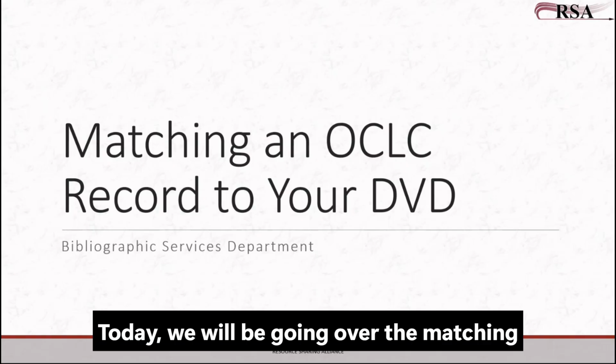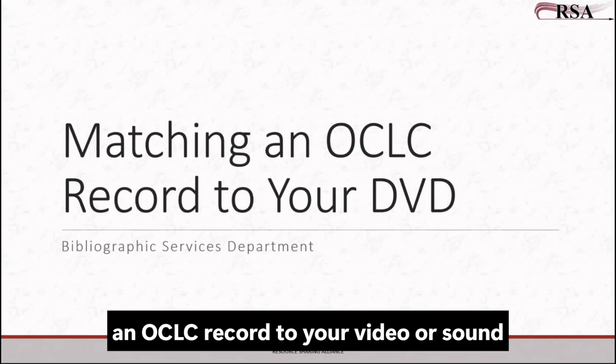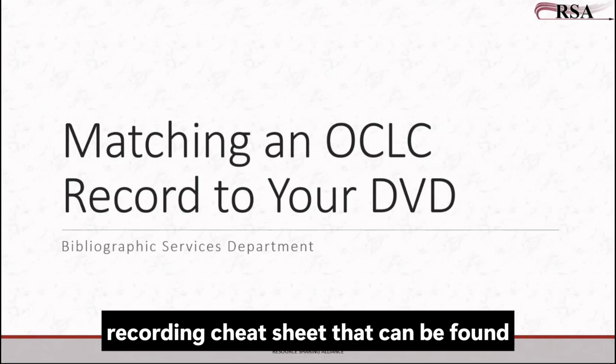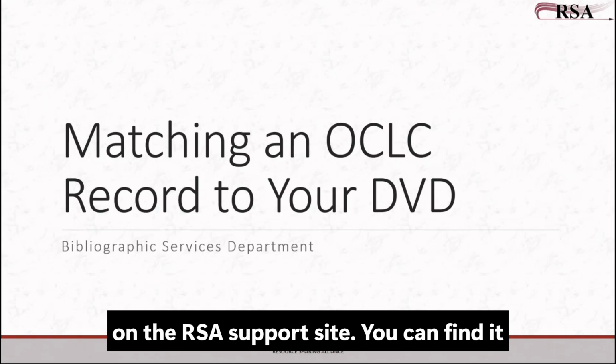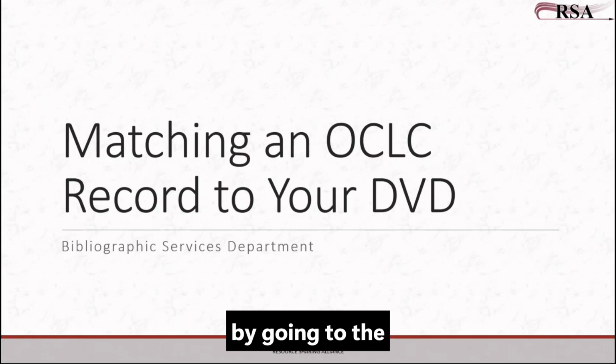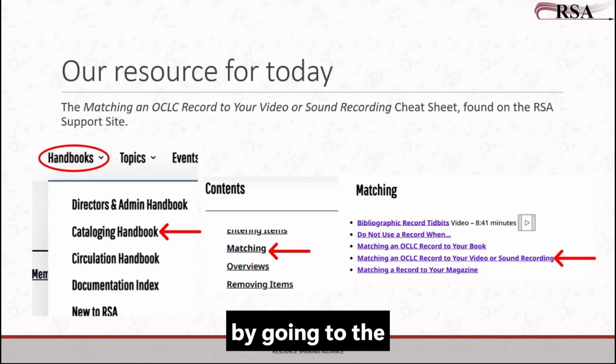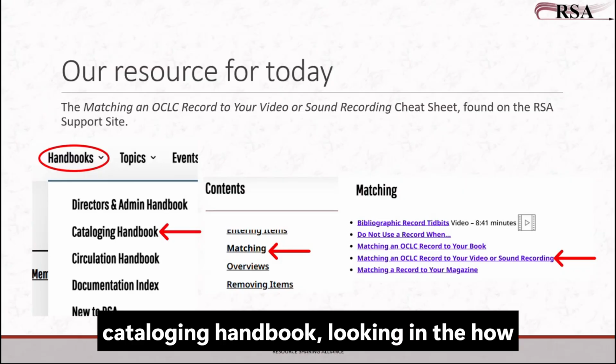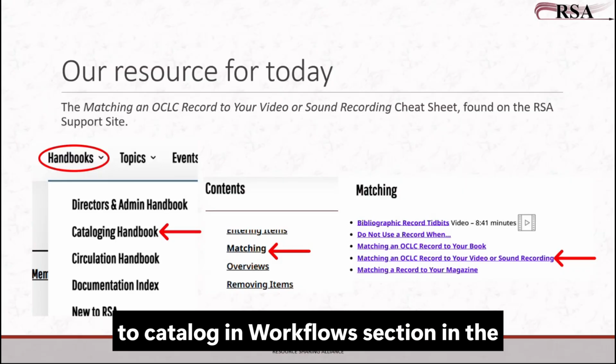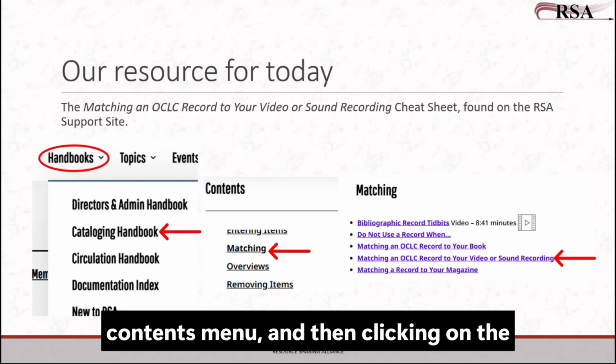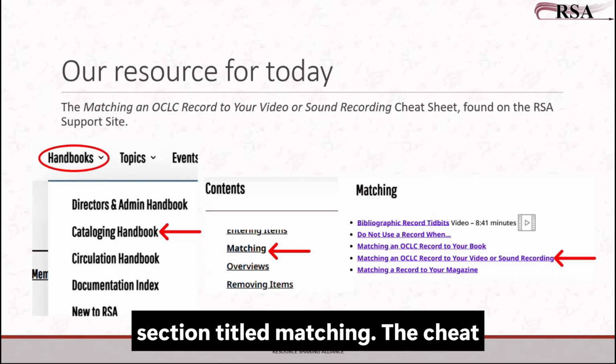Today, we will be going over the Matching an OCLC Record to Your Video or Sound Recording cheat sheet that can be found on the RSA support site. You can find it by going to the Cataloging Handbook, looking in the How to Catalog and Workflow section in the Contents menu, and then clicking on the section titled Matching.